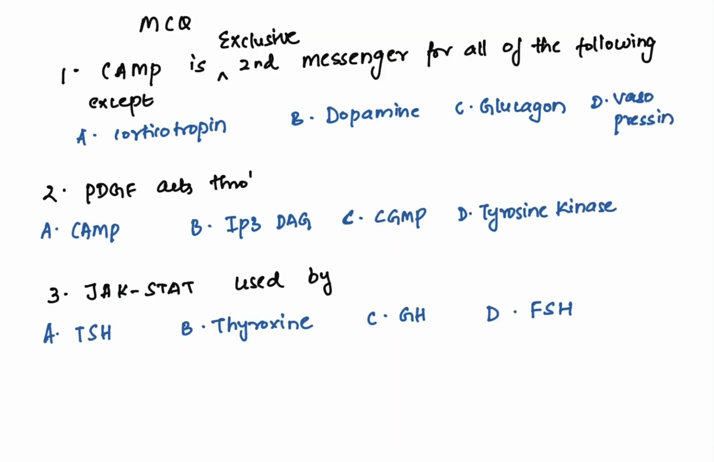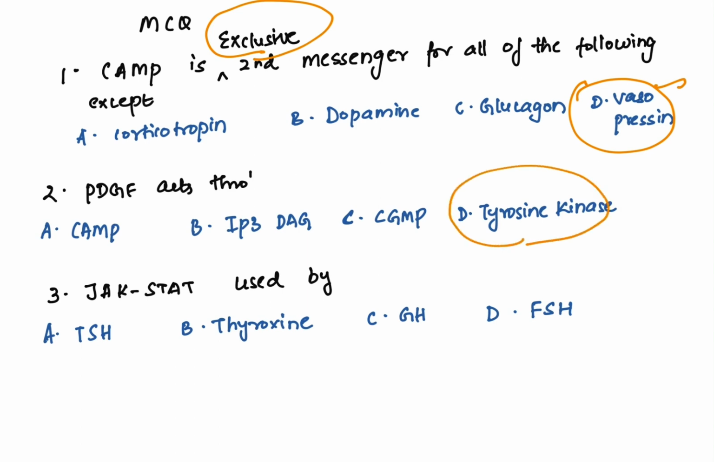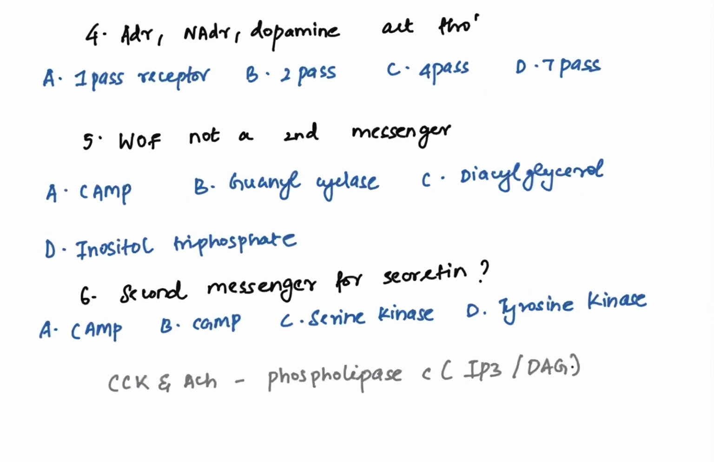And finally, let's solve a few MCQs that will help you later. cAMP is second messenger for all of the following except, but here the word exclusive is given. So you should note that all the following four options come under cAMP, but it's not exclusive for vasopressin. So the answer is vasopressin. Platelet growth factor acts through, just now we saw, tyrosine kinase. JAK-STAT is used by, yes, you're right, growth hormone.